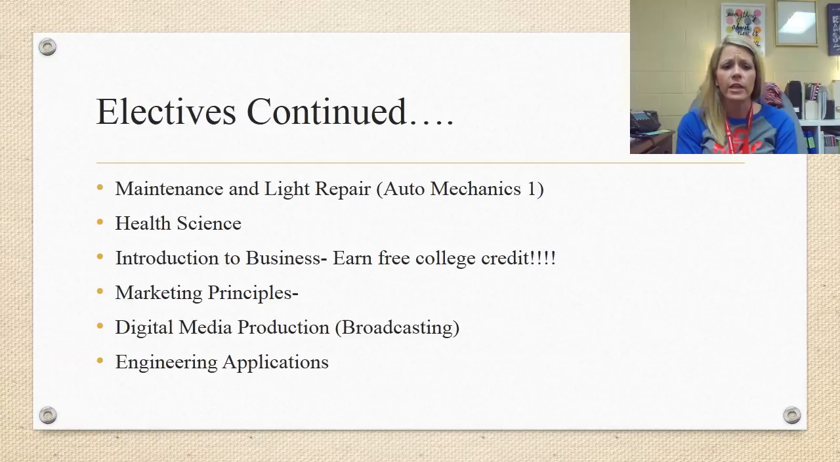Health science is pretty self-explanatory. This is getting into the class you have to take before you get into sports medicine, anatomy, and physiology. Eventually, if you continue on the health science track, you'll be able to go to a doctor's office and intern there. You watch different types of surgeries or do x-rays and that sort of thing. So that's a pretty cool class.